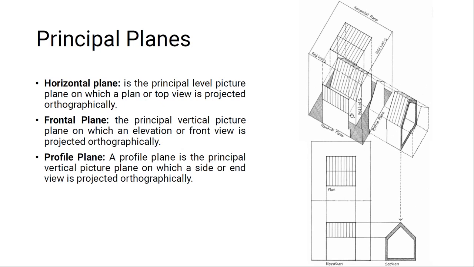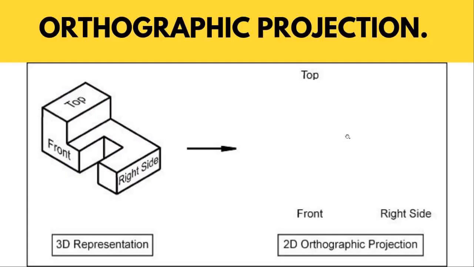sorry, I kind of got them confused. The frontal is the principal vertical plane with the elevation, and the profile is the side or end view of the projected object. So yeah, the frontal would be your front. What you see in the profile will be the sides. So we have frontal, and then we have our sides.